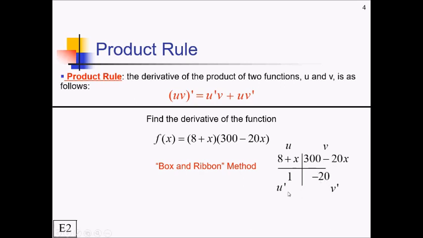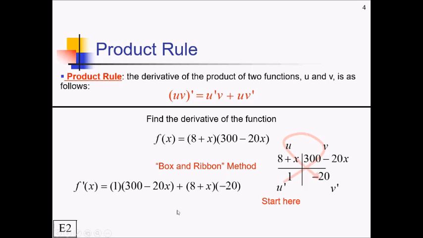So at this point, I'm going to use a ribbon sort of shape to tell me what order to multiply these things in. So we're going to have u prime times v. So starting here, I have a little ribbon going this way. And then I'm going to have u v prime. So before I go the other way on the ribbon, let me actually keep track of what I've multiplied. So I've got 1, that's u prime, times 300 minus 20x, that's v. And now going back the other way, we've got u, that's 8 plus x, times v prime, that's negative 20.